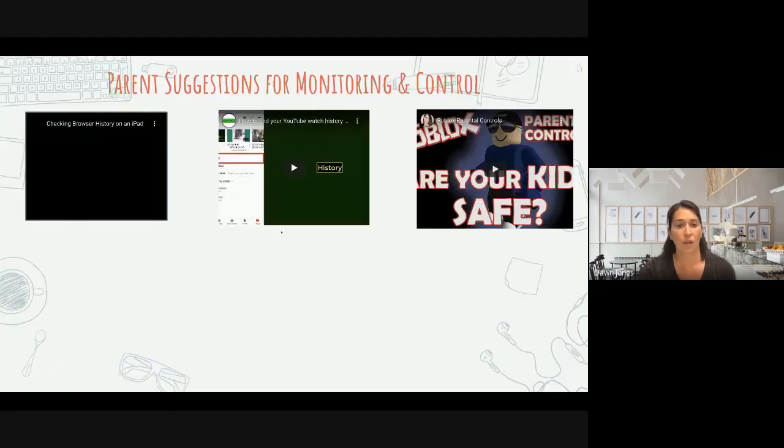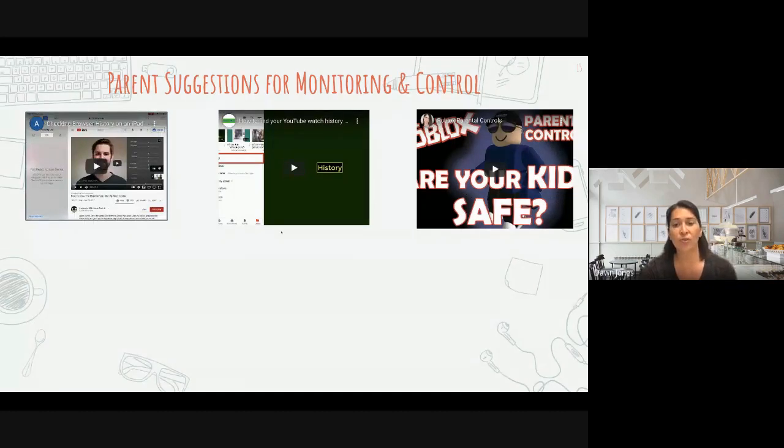So here's some more suggestions for monitoring and controlling devices. The first thing is you can always just check the browser history on an iPad. You want to check Chrome, Firefox, Safari. We have kids that are always in Chrome and maybe they use Safari because it's not right on their dock to browse other things. That's something they would do.